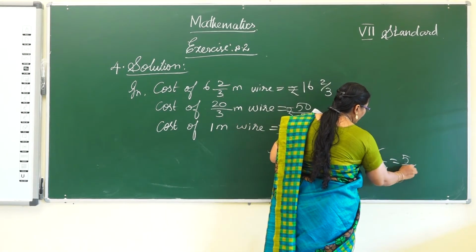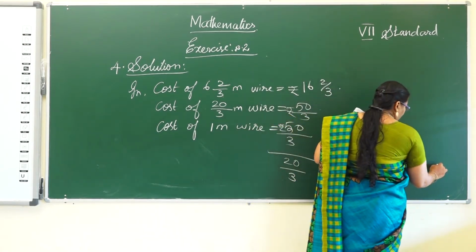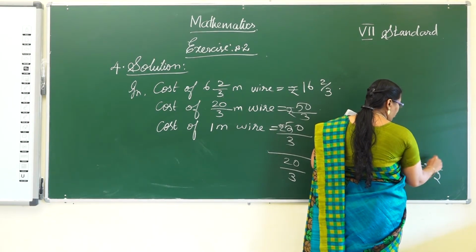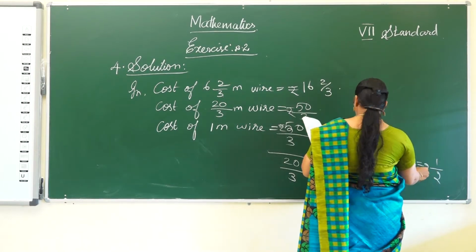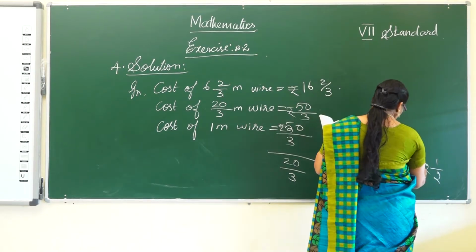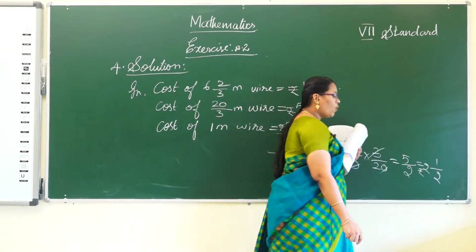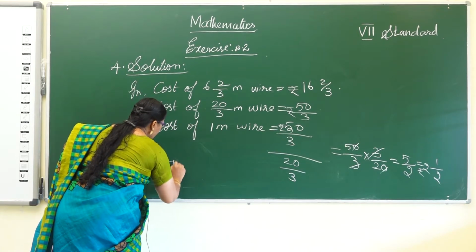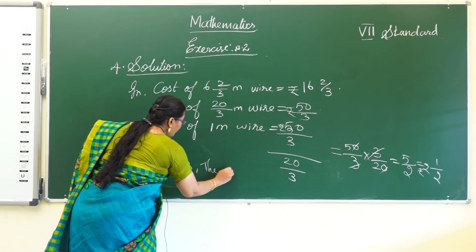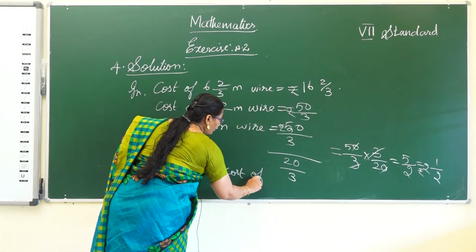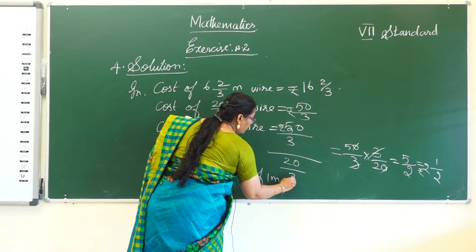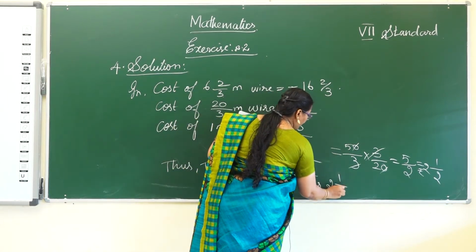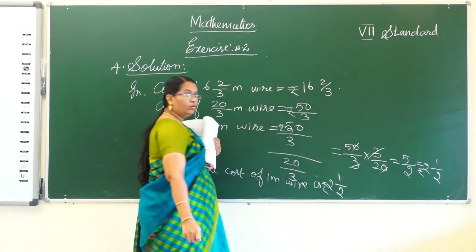So 5/2, it can be written as a mixed fraction: 2 2s are 4, 4 plus 1, 5. So 2 1/2 rupees it is. Cost of 1 meter wire is rupees 2 1/2. So thus the cost of 1 meter wire is 2 1/2.